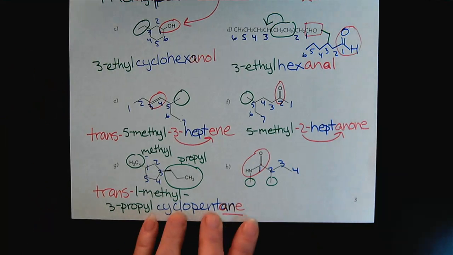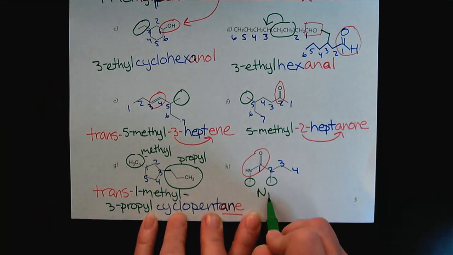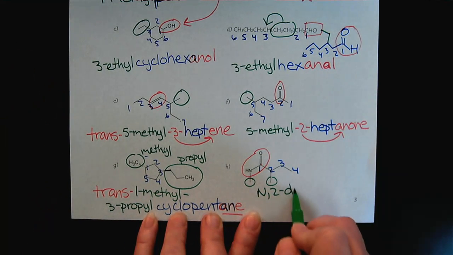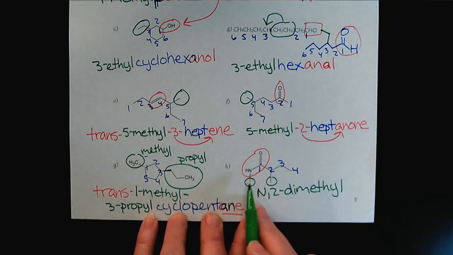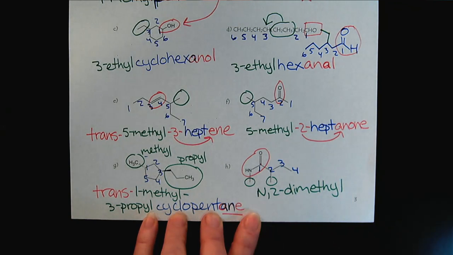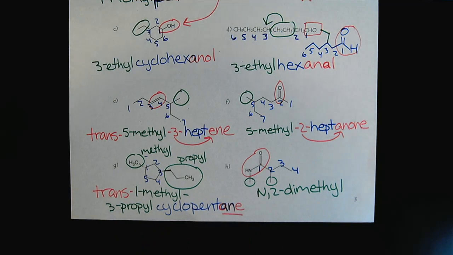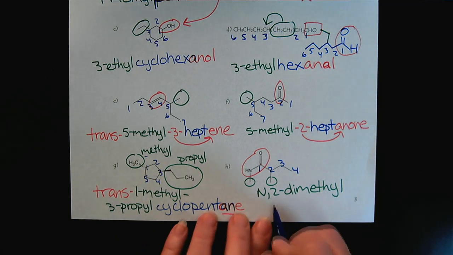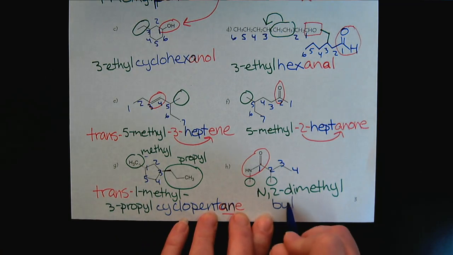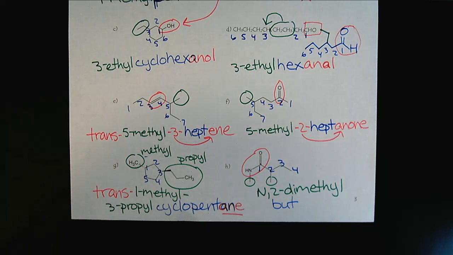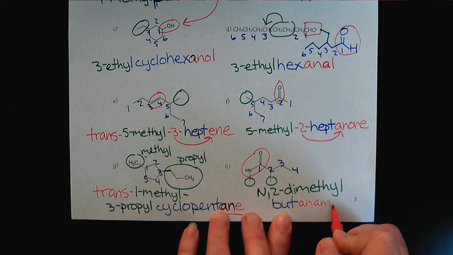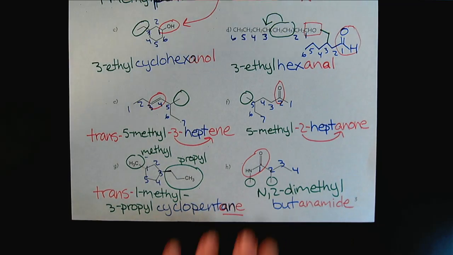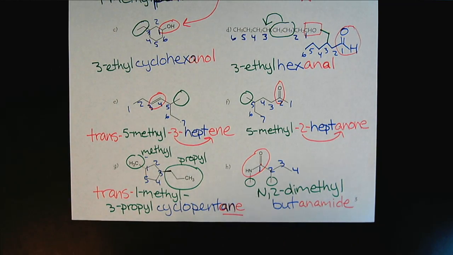So the prefix here would be N,2 dimethyl. So one of the methyls is off the nitrogen and one of the methyls is off of carbon 2. And then we would bring in, it's a 4-carbon chain. There's our but. And then the suffix for amides, amide. Okay, so there we go.